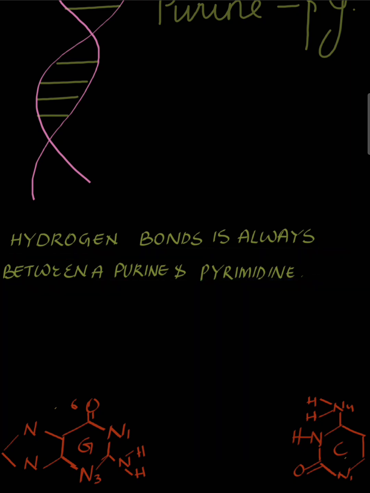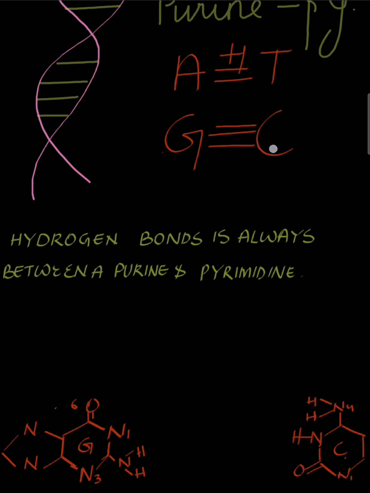That's why A is a purine. It always forms bond with T, and there is a double bond. This is a double hydrogen bond. G is a purine and C is a pyrimidine. It always forms bond between these two, and there are 3 hydrogen bonds, right? This is in case of DNA.